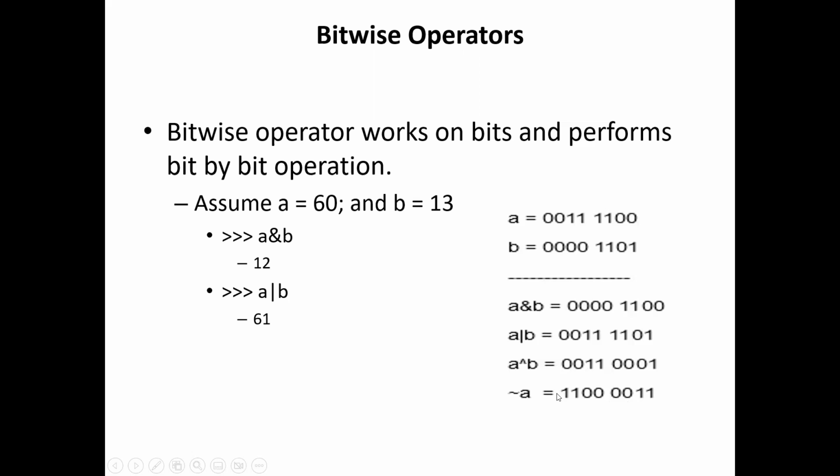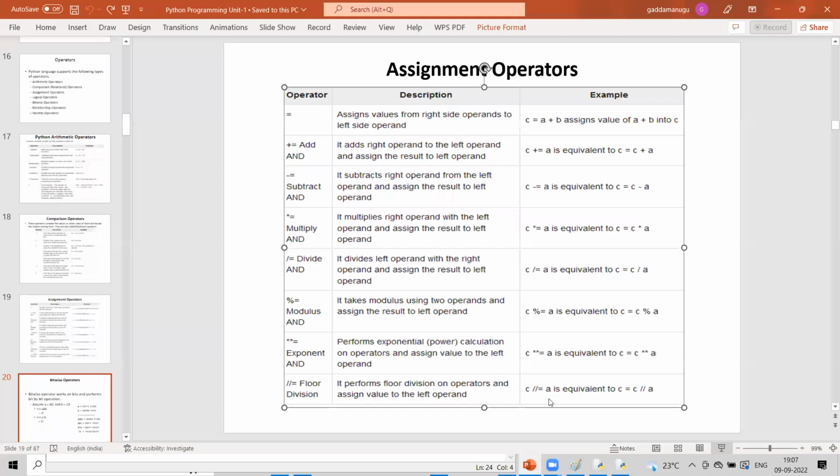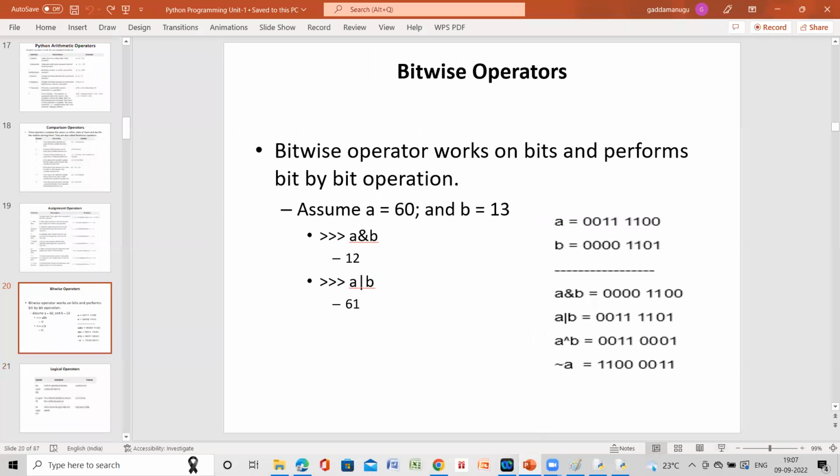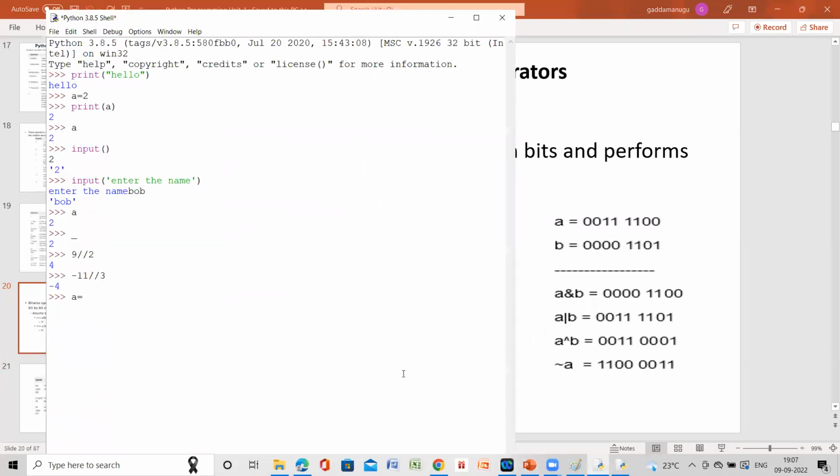Let us see this A and B example. Say A is equal to 60, B is equal to 13. So if I say A and B, the value of A will be converted into its binary form, B will be converted into binary form, and they will be combined, and the decimal value of A and B will be displayed. See, 12 has been displayed.